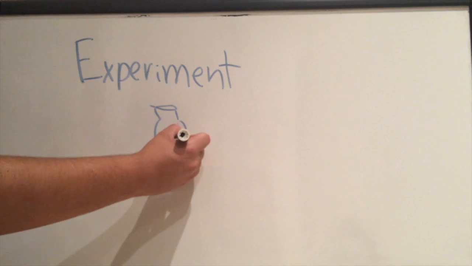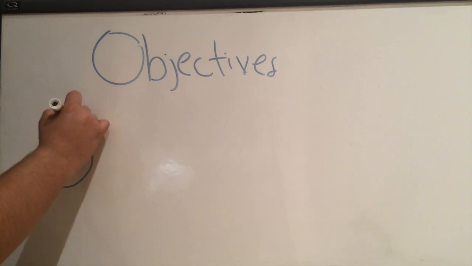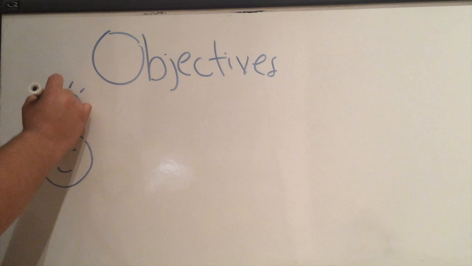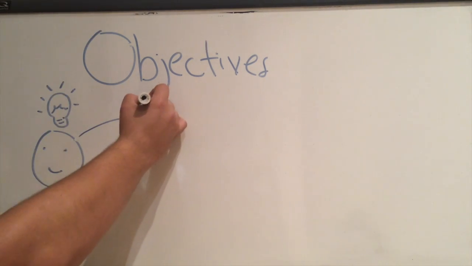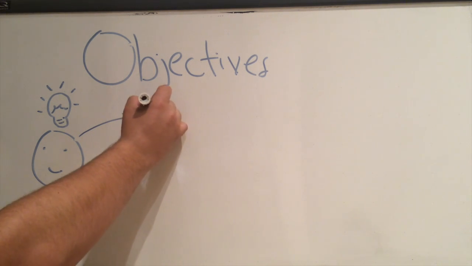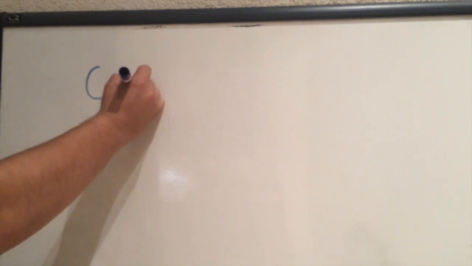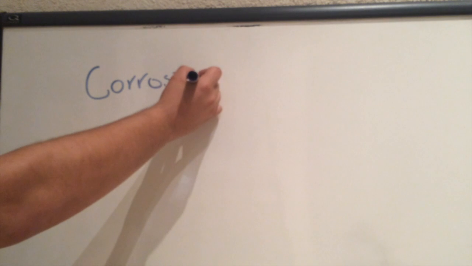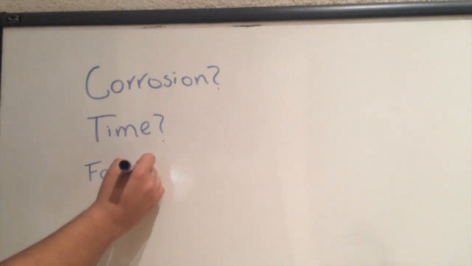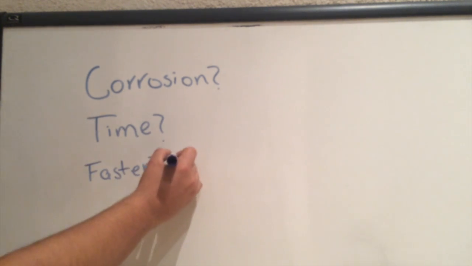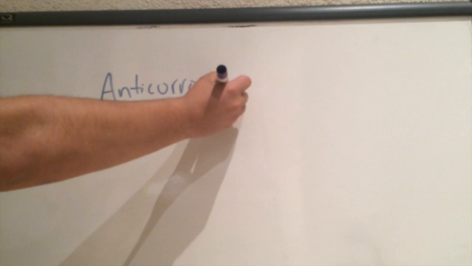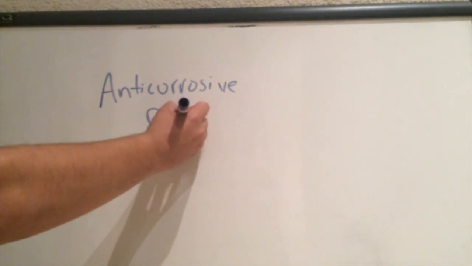To prove this principle, we realized an experiment. Our objectives were to understand what happens in a corrosion process and prove it with an experiment. Then investigate when and why the corrosion happens. To guide us, we made a series of questions like: why does corrosion happen? How much time does it take to happen? Why does it happen faster or slower, depending on the material? And how does anti-corrosive paint work?